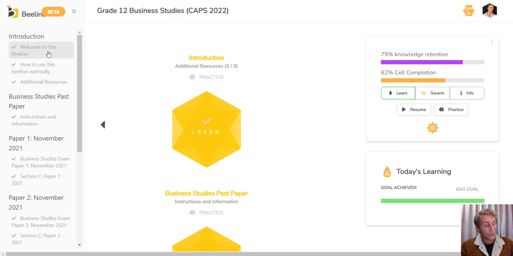So for this one, it gives you a bit of an introduction. It tells you how to use this beeline as well. That's where we are at now. And it gives you some additional resources where you can find some interesting content.